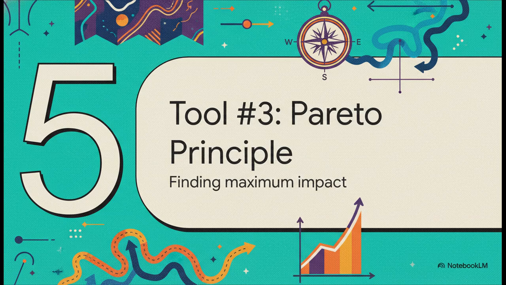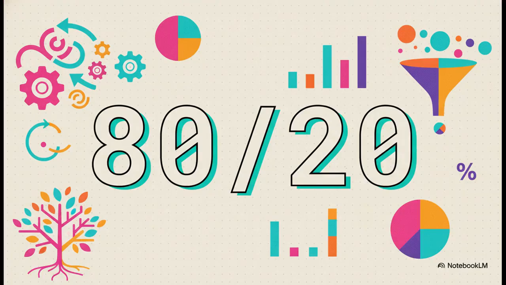Okay, so we've used a logic tree to draw a map of our problem. That's great. But every good map needs a compass, right? We need something to tell us which direction to go to get the biggest bang for our buck. That compass is the Pareto principle. I'm almost certain you've heard of this. It's the 80-20 rule. And it might sound like just another business cliche, but please do not brush this off. It is the absolute key to prioritizing effectively in any complex situation.